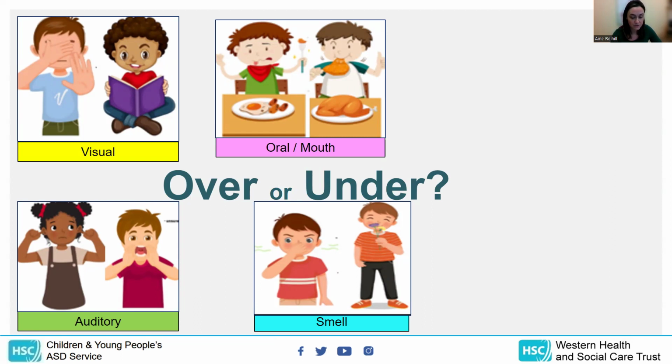Below this, for smell, the child on the left has overreactivity to smell and will notice smells that others don't, or perhaps react to certain smells by retching or feeling sick. But the other child is underreactive to smell and might seek out smells like smelling flowers in this picture, or smell objects, or they may not notice smells at all.